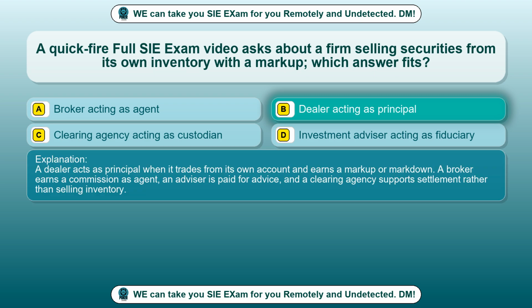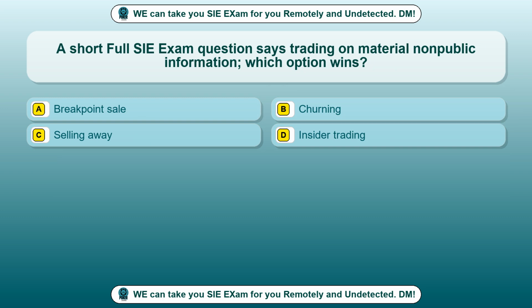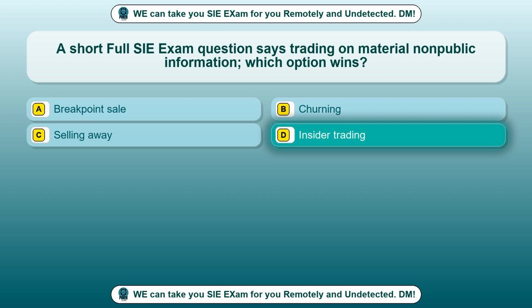A dealer acts as principal when it trades from its own account and earns a markup or markdown. A broker earns a commission as agent, an advisor is paid for advice, and a clearing agency supports settlement rather than selling inventory. Question 93. A short full SIE exam question says trading on material non-public information. Which option wins? Option A, breakpoint sale. Option B, churning. Option C, selling away. Option D, insider trading. The correct answer is option D, insider trading.